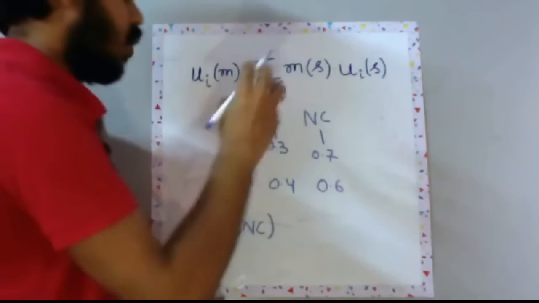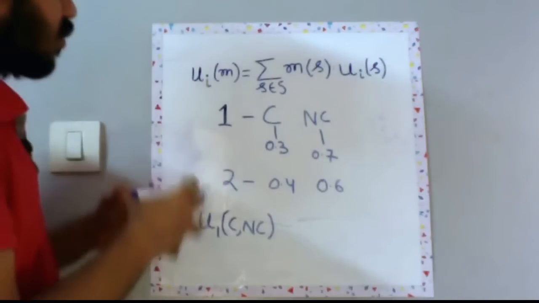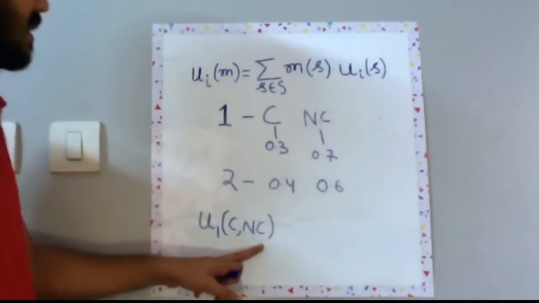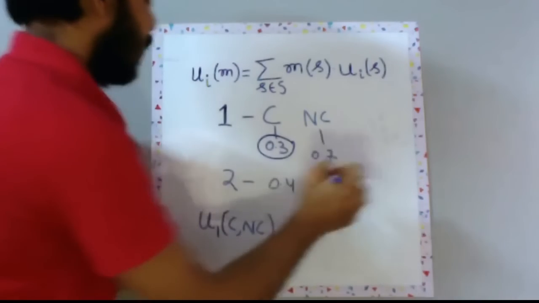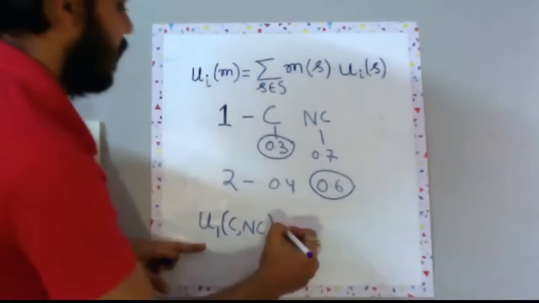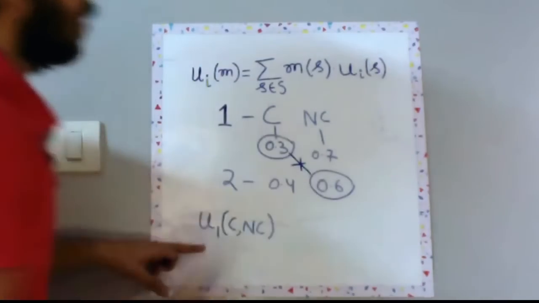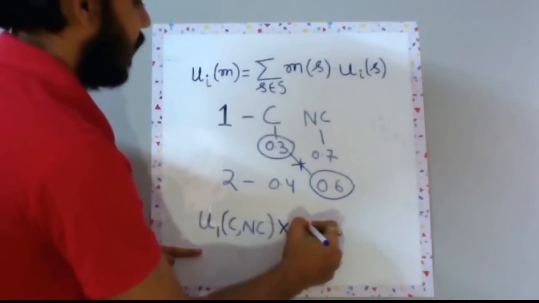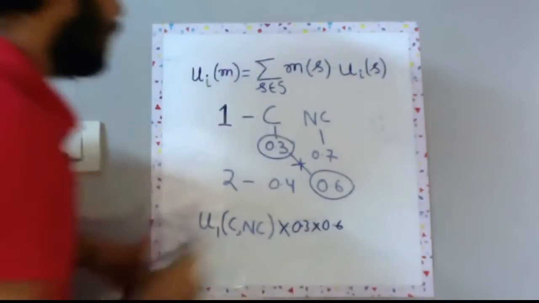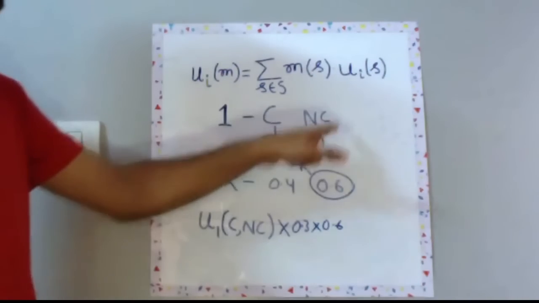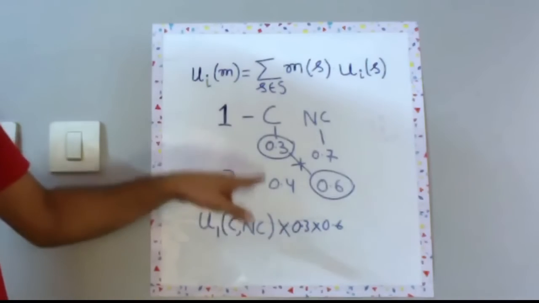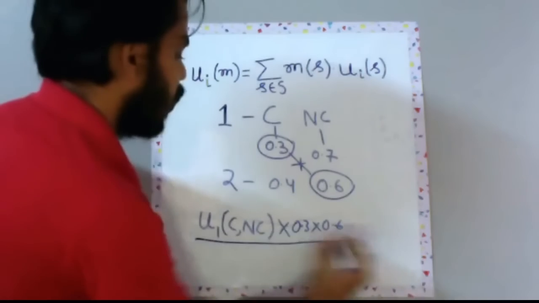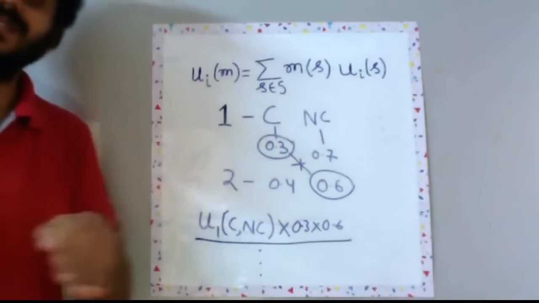Now I can also do one more thing. I can also find the probability of landing in this particular cell, CNC. So the probability of this happening is 0.3 into 0.6. So I'll multiply this thing with 0.3 into 0.6. Now I will do a similar thing for not confess, confess, confess, confess, and not confess, not confess, and calculate these values for all the other three possible choices which we have.